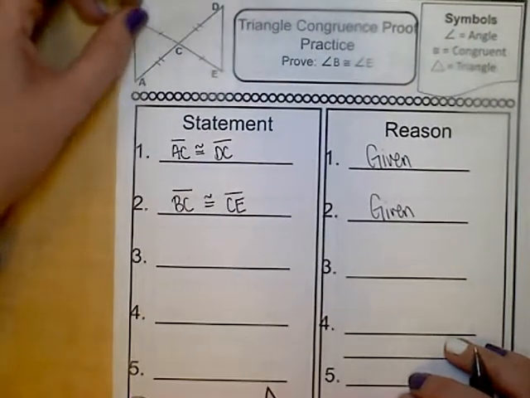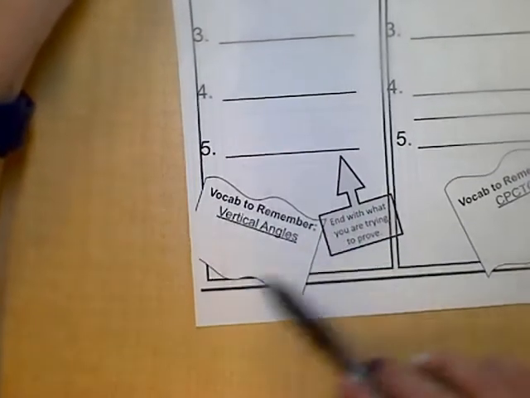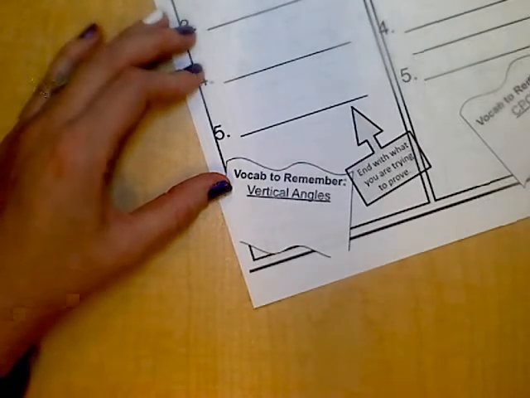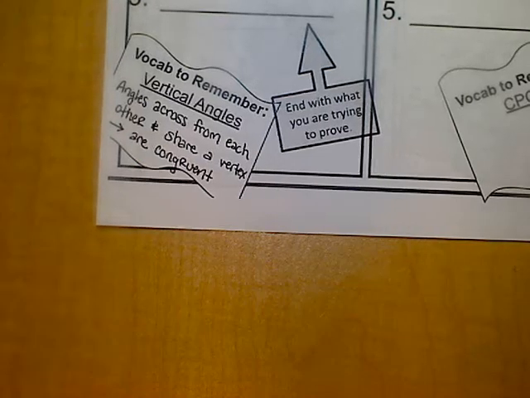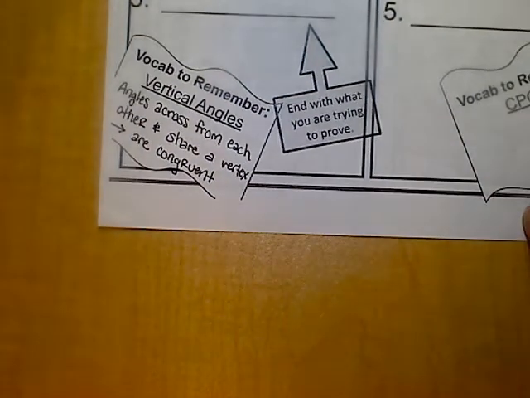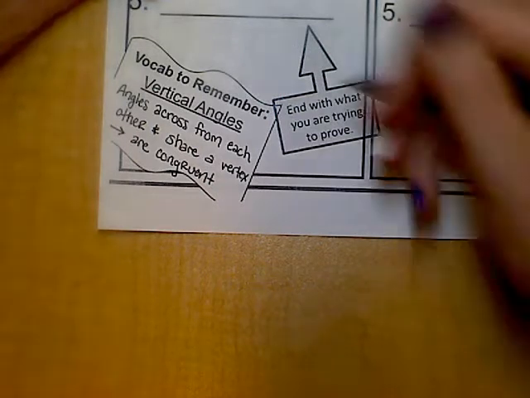And now I need one other piece of information. Well, I have this little vocab down here, vertical angles. Let's write down what vertical angles look like. Vertical angles are essentially angles that are across from each other and share a vertex. And we know when that happens, they are congruent.